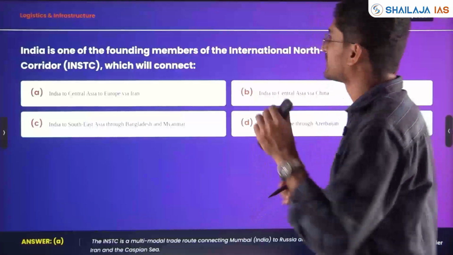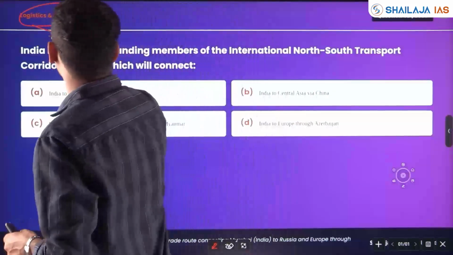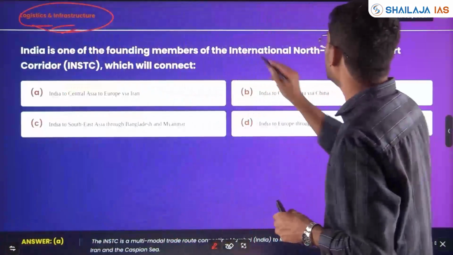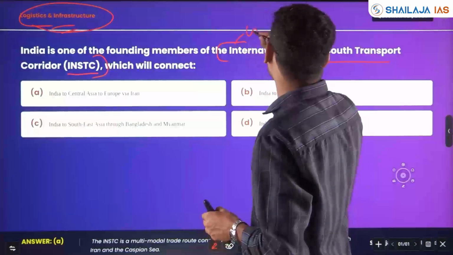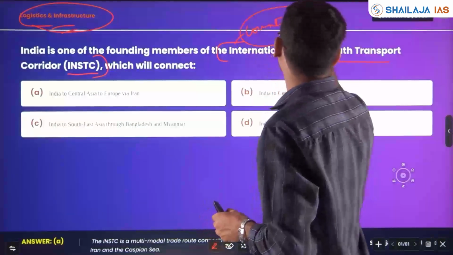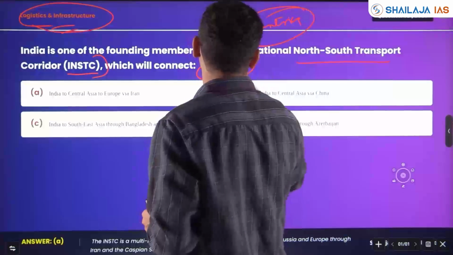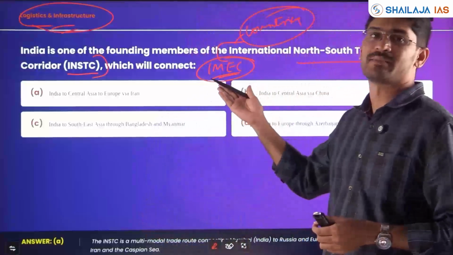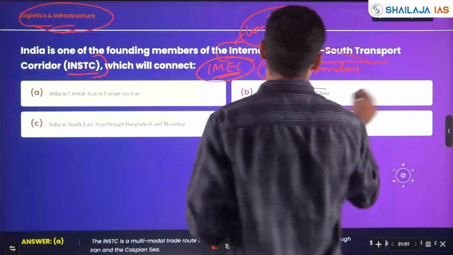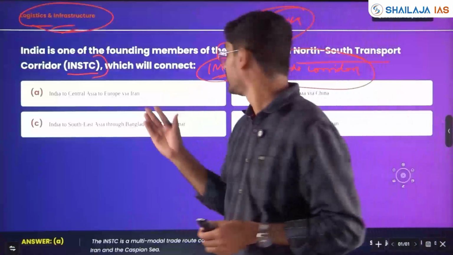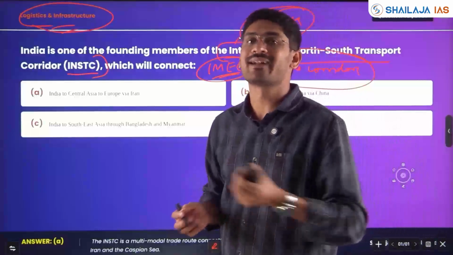Again with respect to infrastructure, logistics, and international transport of goods and services. India is one of the founding members of the International North-South Transport Corridor. Just tell me which countries it goes to. This question has been asked. IMEC, the India-Middle East Corridor, is also in the news. A question might come again next year with respect to this. All the important trade corridors, Strait of Hormuz, Bab el-Mandeb, are also in the news. So IMEC and all the important trade corridors become very important with respect to IR linked to economy.